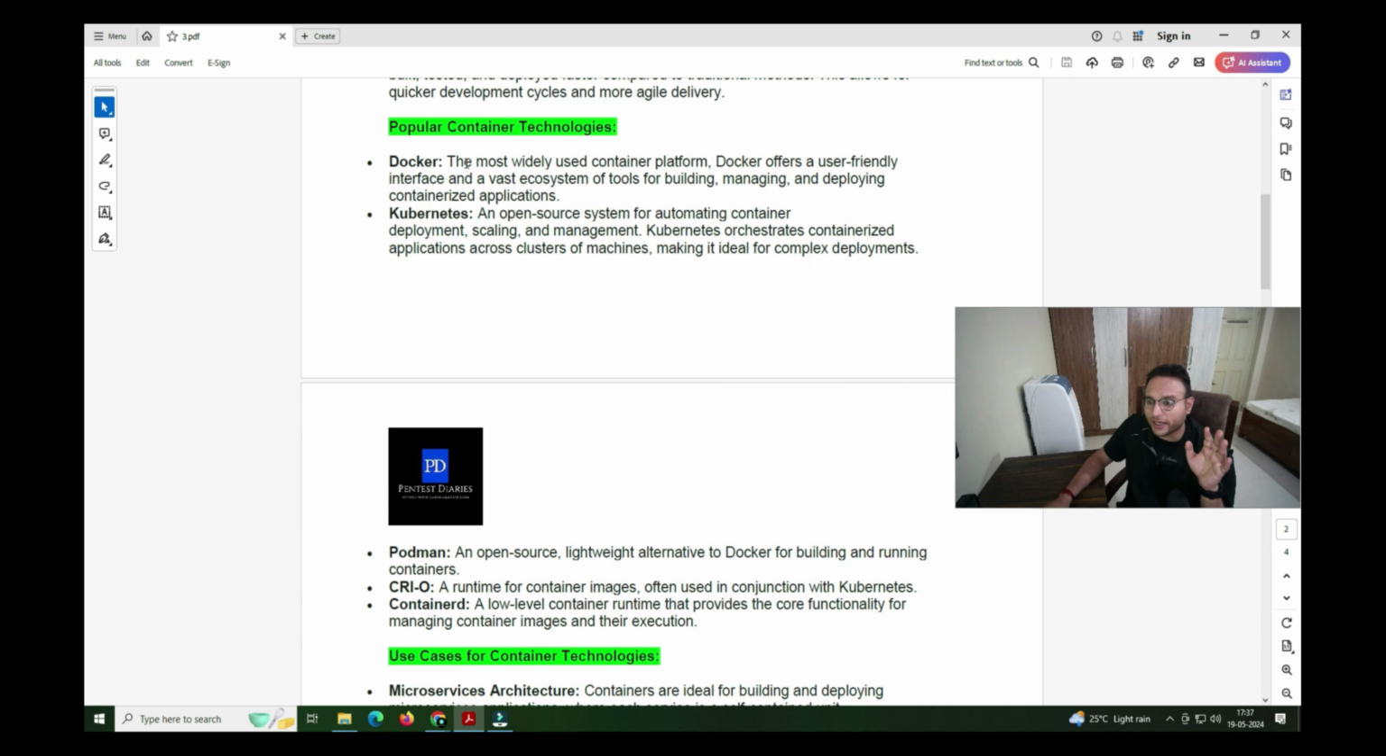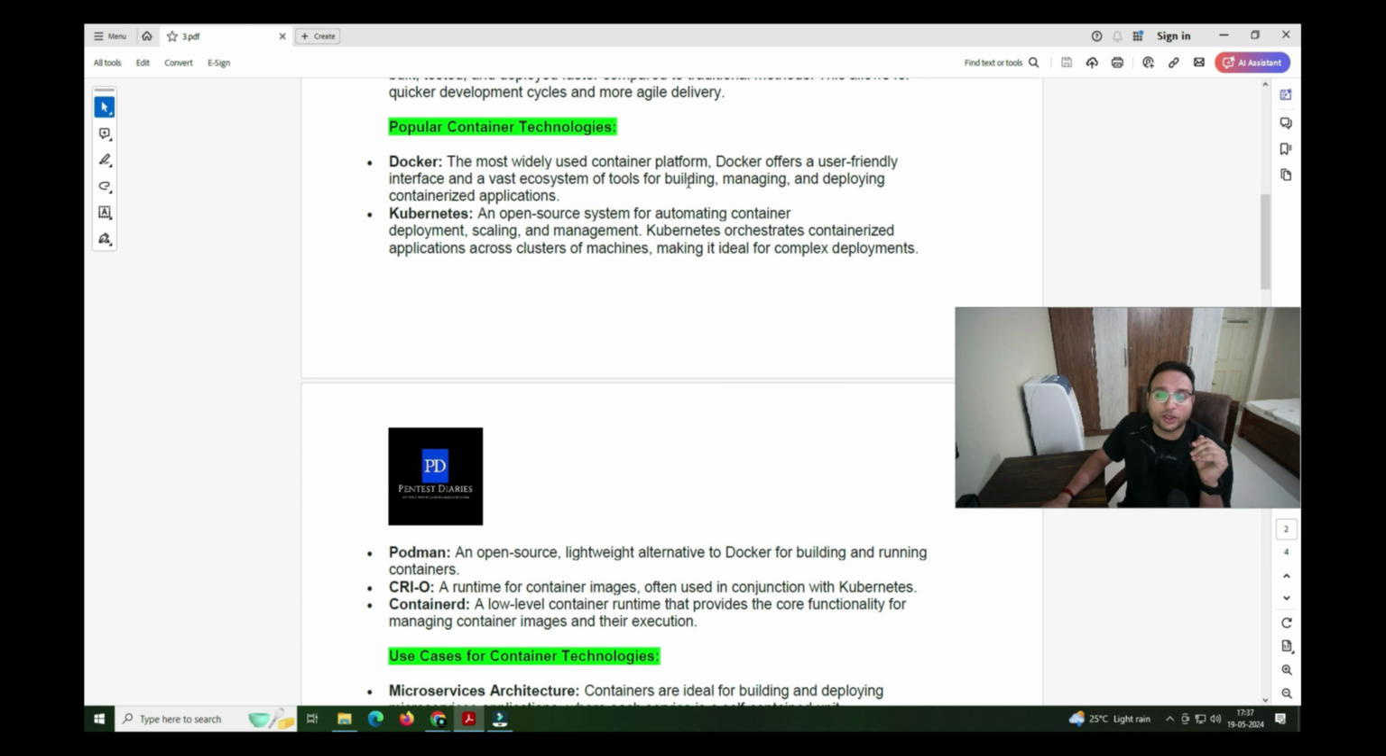Docker is a bit clear. The most widely used container platform is Docker itself. Docker offers a user-friendly interface and a vast ecosystem of tools for building, managing, and deploying containerized applications. It has a bigger repository, as it was the starting point. Whenever you try to clone any container, it's available in their repository, so you can pull it out very easily. That is the reason it's most popular across the whole container space, and why Docker is the first choice in most cases.